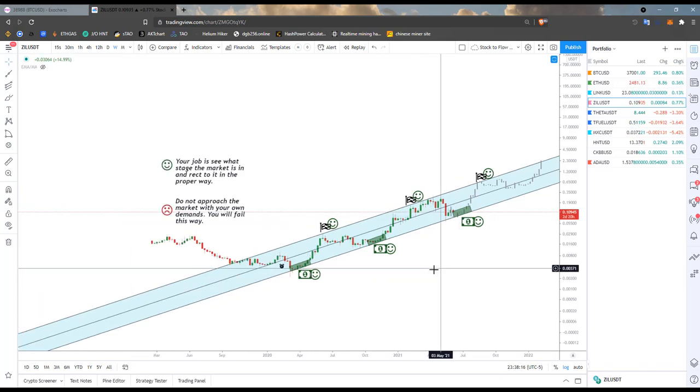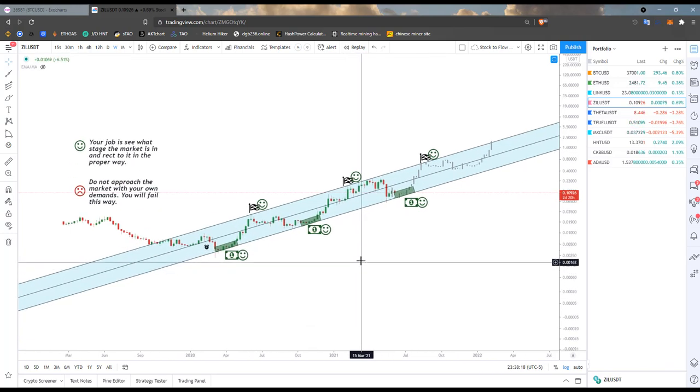One other interesting thing that I really like about the log chart is that if you take previous price action, there's a little tool here. Let me pull out my favorites. I believe it's called the bars pattern.